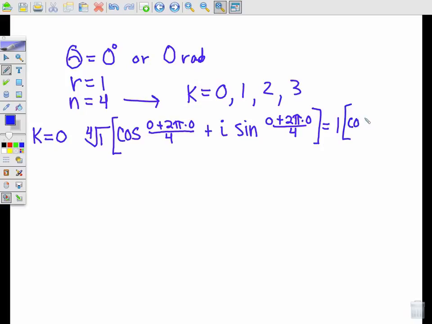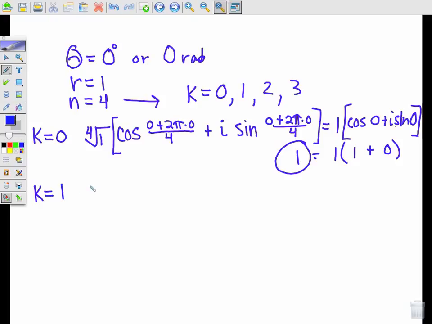So the 4th root of 1 is 1 times cosine of 0 over 4, so cosine of 0, plus i sine of 0. So this is going to give us our first solution. Our first solution would be 1 times cosine of 0 is 1, sine of 0 is 0. So this first answer is equal to 1.